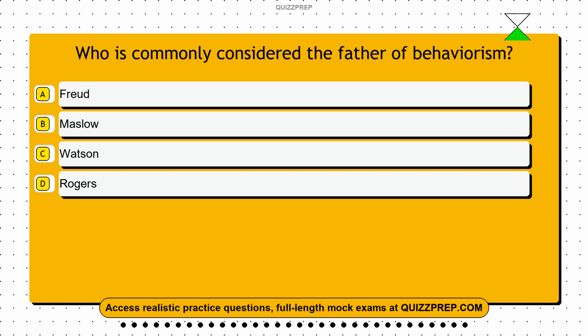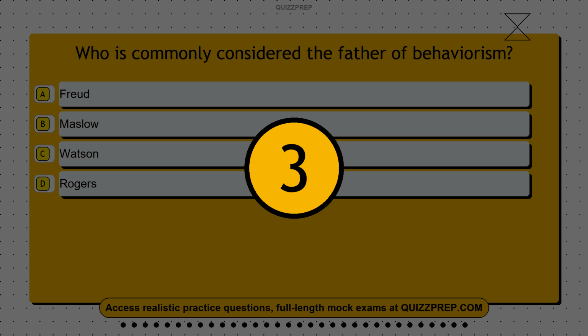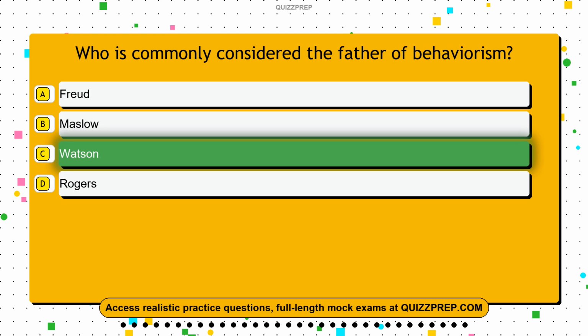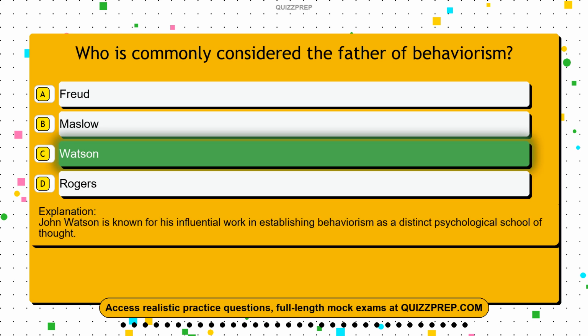Question 8. Who is commonly considered the father of behaviorism? Option A, Freud. Option B, Maslow. Option C, Watson. Option D, Rogers. The correct answer is option C, Watson. John Watson is known for his influential work in establishing behaviorism as a distinct psychological school of thought.